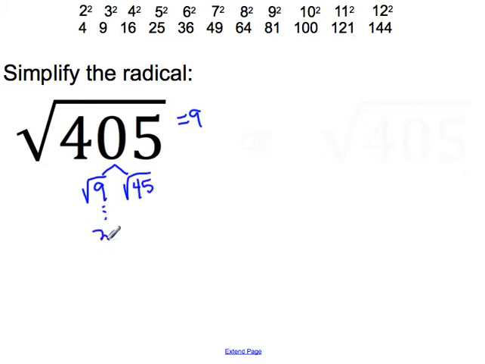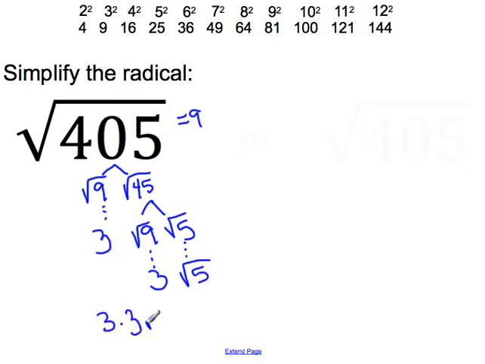Square root of 9 is 3. Square root of 45, I'm going to check my list, is still divisible by 9. So I do have to break this down a little bit further. Square root of 9 times square root of 5. Square root of 9 is 3. Square root of 5 is simplified. So we have 3 times 3 square root of 5, or 9 square root of 5.